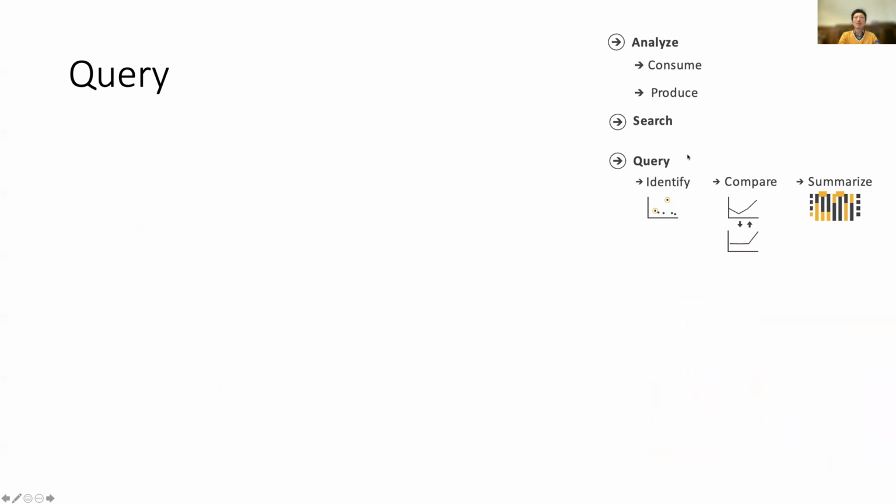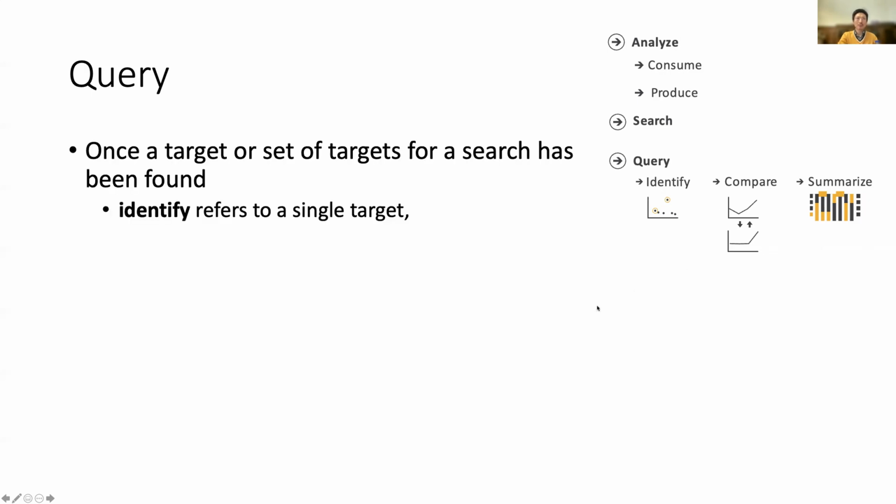And then finally, we come to the query. As we said again, the query is the lowest level within the three layers: analyze, search, and query. For each analyze, you have a different type of search, and for each search, it will be one of these things. So it could be identify, compare, or summarize. Identify is to find usually a single target or a few. And compare, you have to look at more than one target.